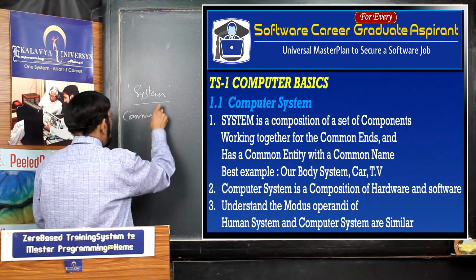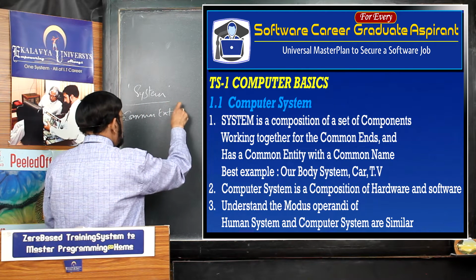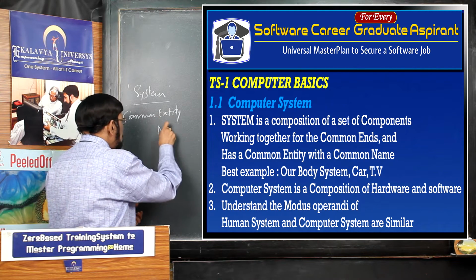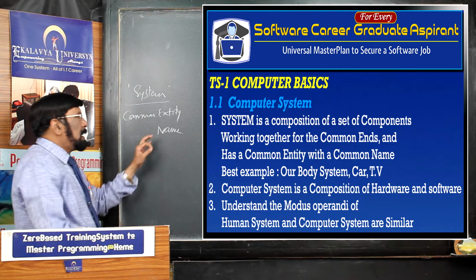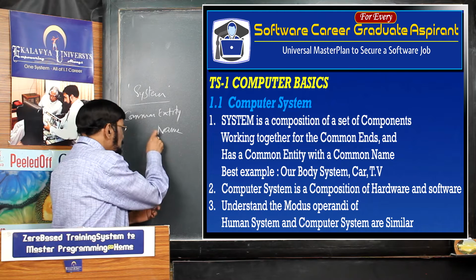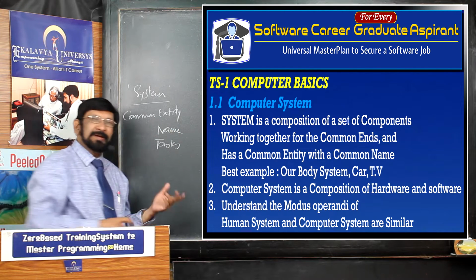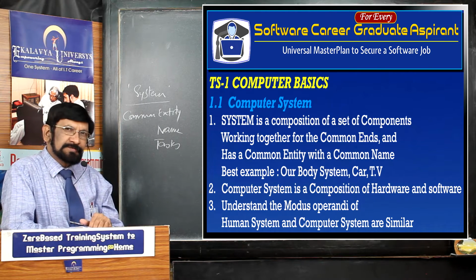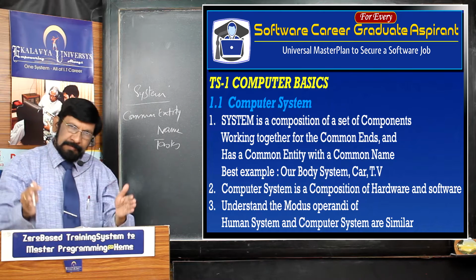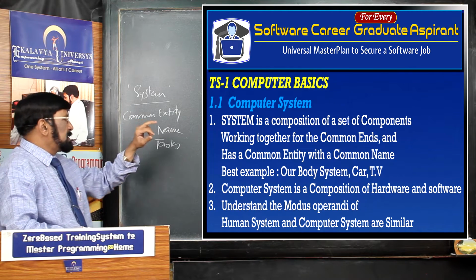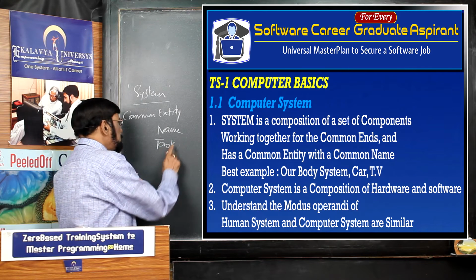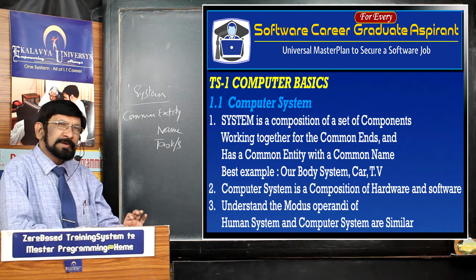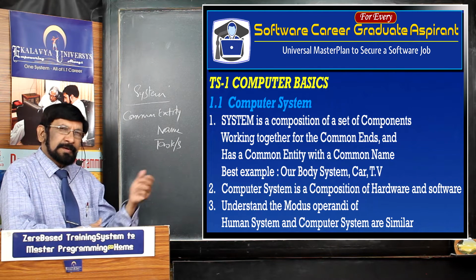common entity, and they have a common name, and they perform common tasks. Just simply understand, any system is a composition of a set of components, and it is having a common entity, and it is having a common name. They perform a common task or tasks. Okay. By this definition, you may have some abstraction. You may not understand it fully.